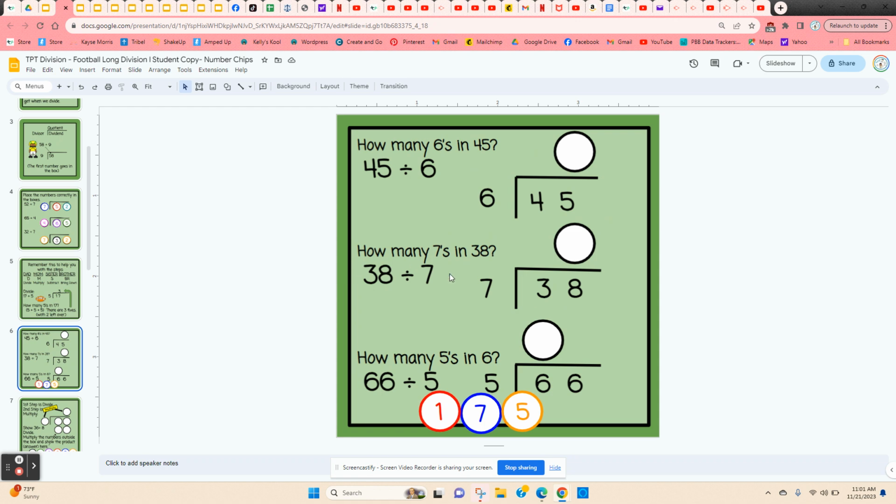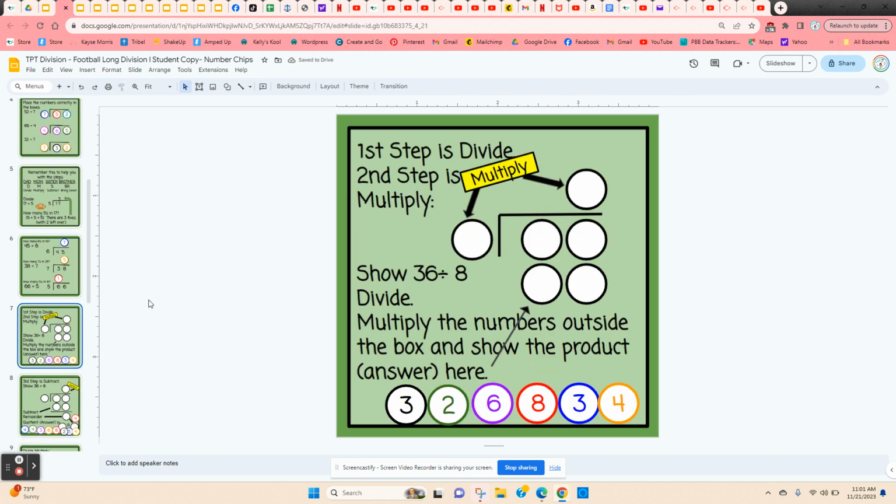So on the next slide, all students are going to be doing is the division step. So 6 goes into 45 7 times. There's only 3 choices on this slide. 7 goes into 38 5 times with some left over. And then 5 goes into 6 1 time. Then we're going to go on to the second step.